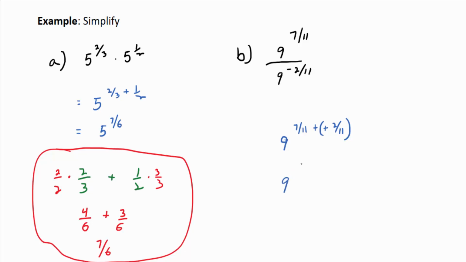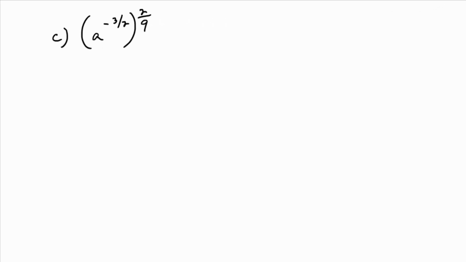We have common denominators already, so what do we get? 9 to the, just add 7/11 plus 2/11, what do you get? 9/11. 9 to the 9/11. And we're going to stop there. You could get a decimal number for that on your calculator if you want, but that's not what we're going for here.